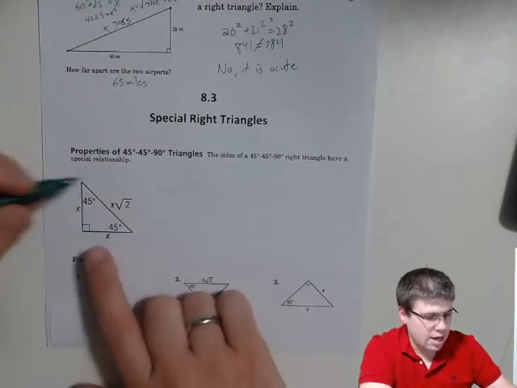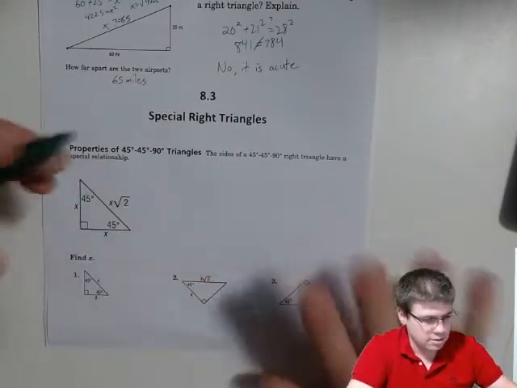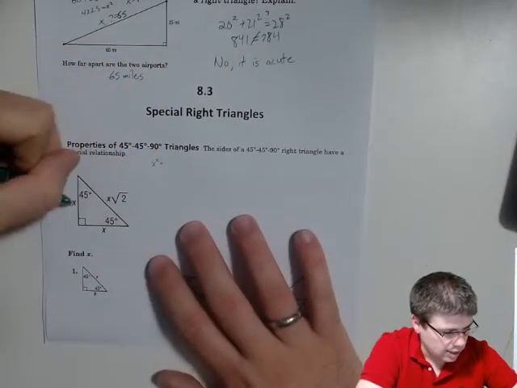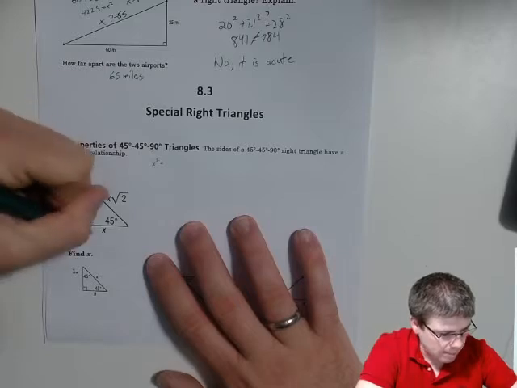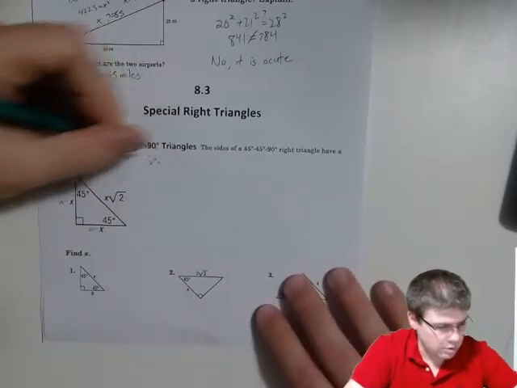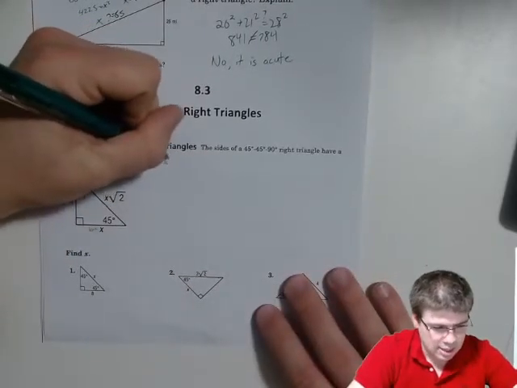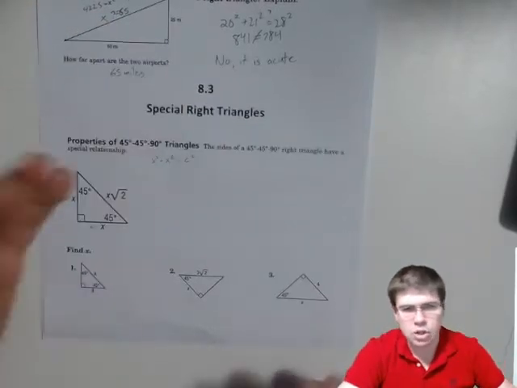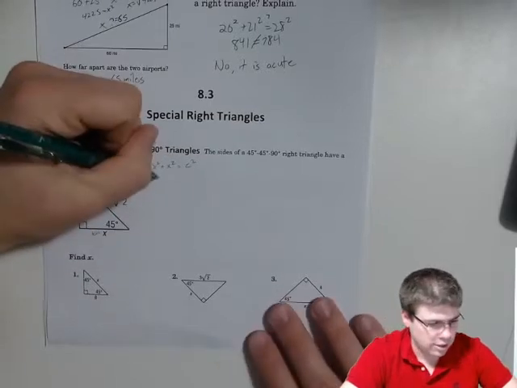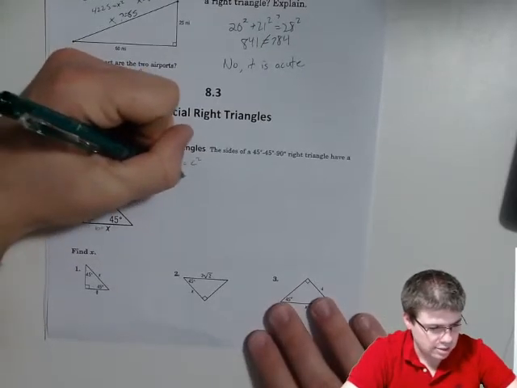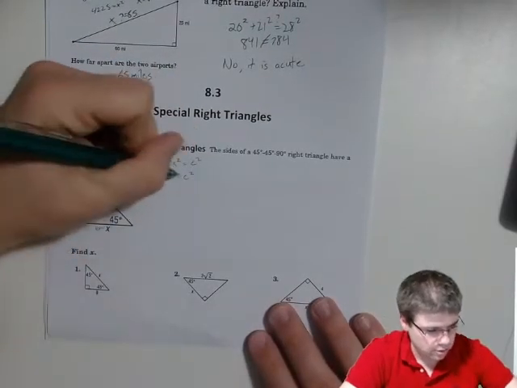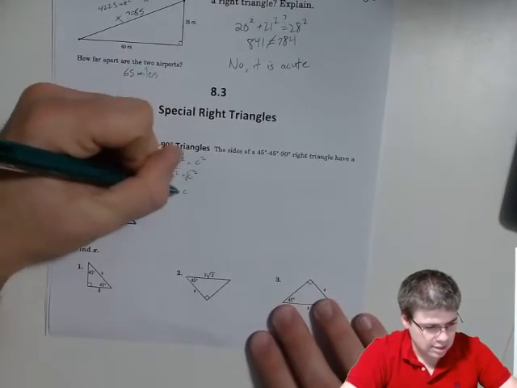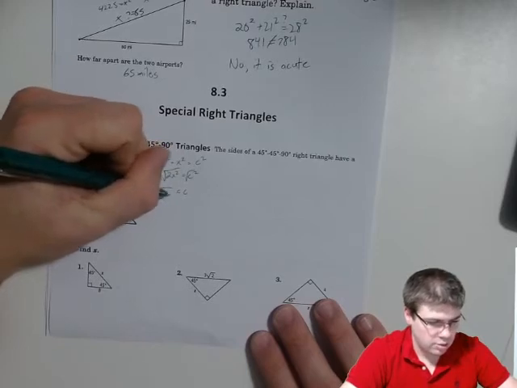You could figure this out with the Pythagorean theorem. You don't need me to tell you this. If we called these a and b, what is c? We would set up x squared plus x squared is equal to c squared. That's 2x squared equals c squared. Then we take the square root of both sides, and we get c is equal to the square root of 2 times x squared.